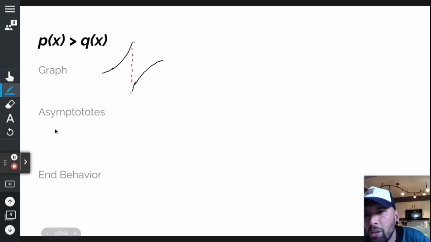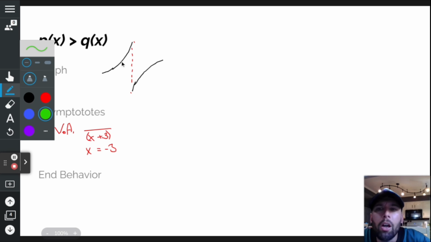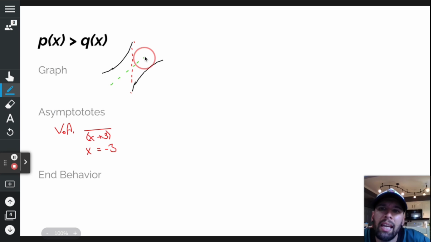Vertical asymptotes are going to behave exactly the same. You have x plus 3 on the bottom as a factor somewhere, so x equals negative 3 is going to be a vertical asymptote. Nothing to think about, bada bing. Now, what occurs here is we are going to have what's called a slant asymptote.